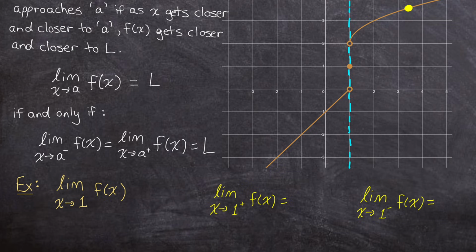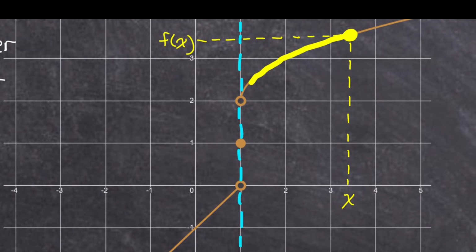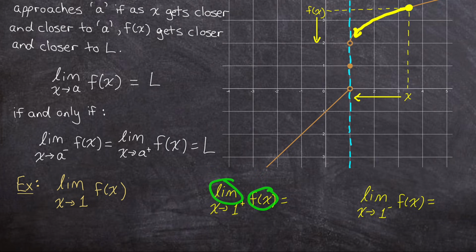That point has an x value and a y value. If you were to imagine this point moving closer and closer to that blue line, the point's x value would be approaching 1 from the right side of 1, but what is its y value approaching? Well, it looks like the function is approaching this hole right here, and the y value of that hole is 2. So we could conclude that the limit of the y values of the function as x approaches 1 from the right side of 1 is equal to 2.